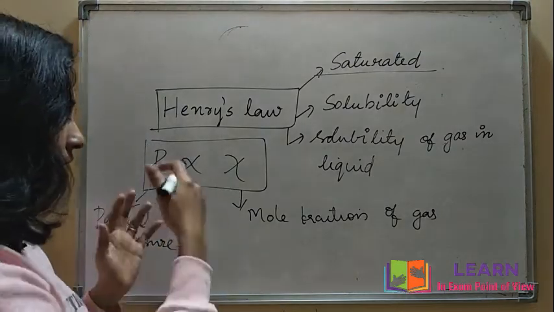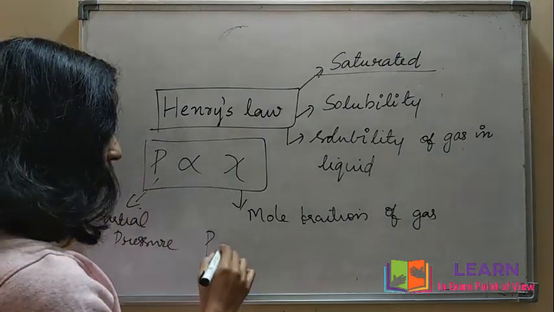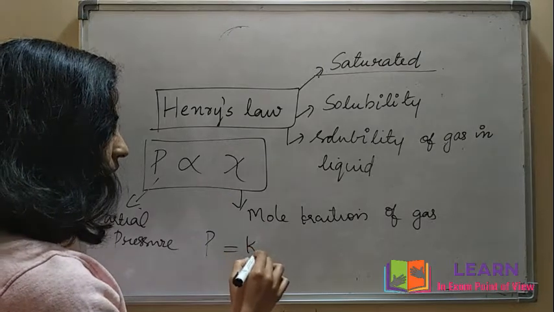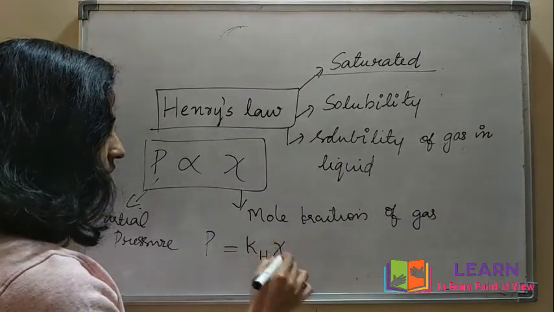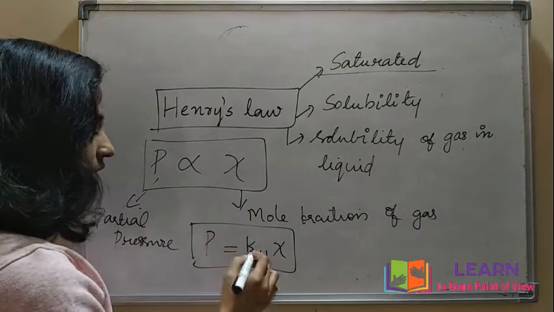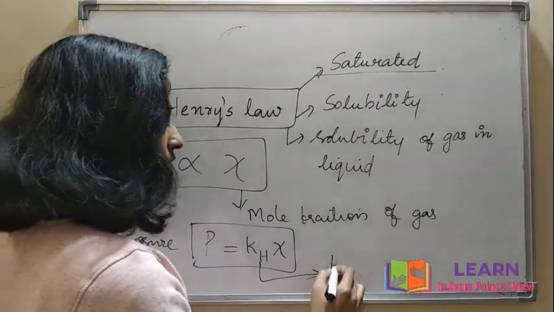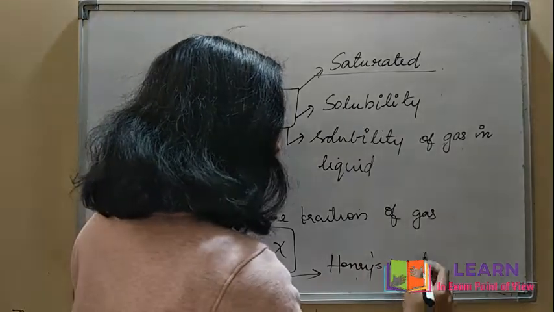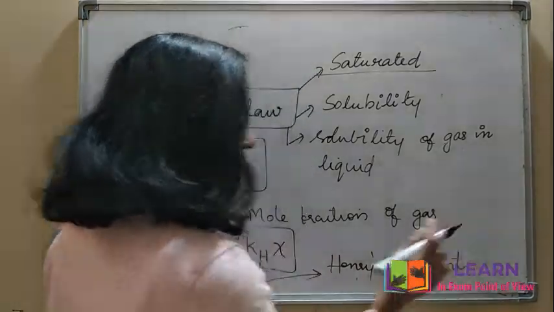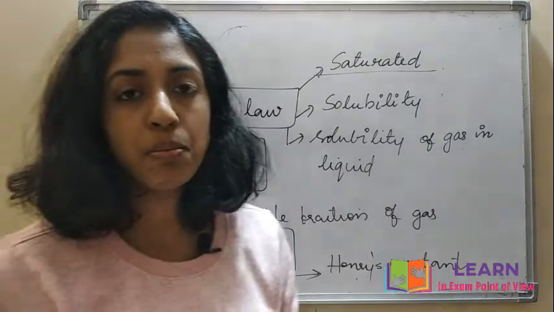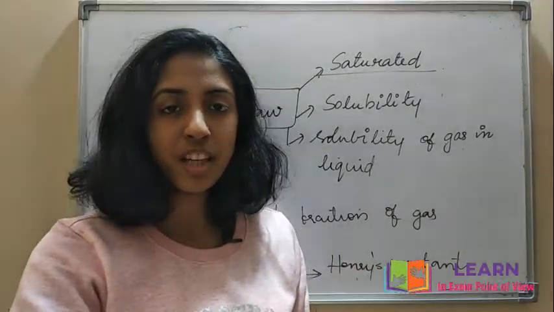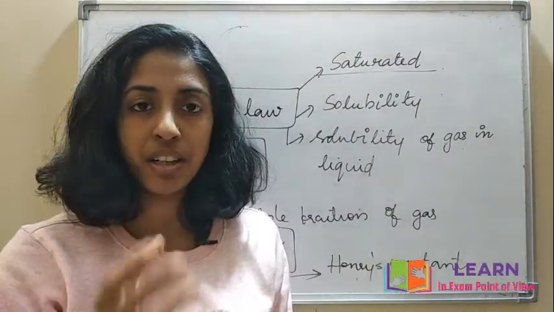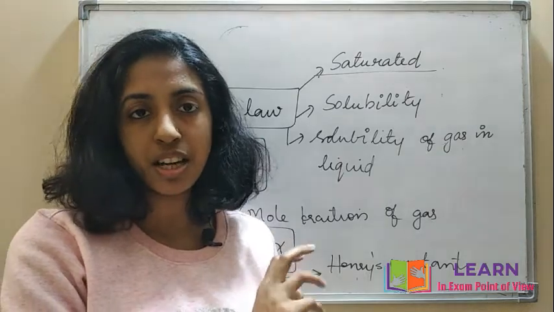Then as normal, what we will do? If we remove the proportionality sign, there will come a constant. P equals KH times chi. Here KH is what? It is known as Henry's constant. So this defines Henry's law. Hope it is clear. Now we can draw a graph relating to this Henry's law.